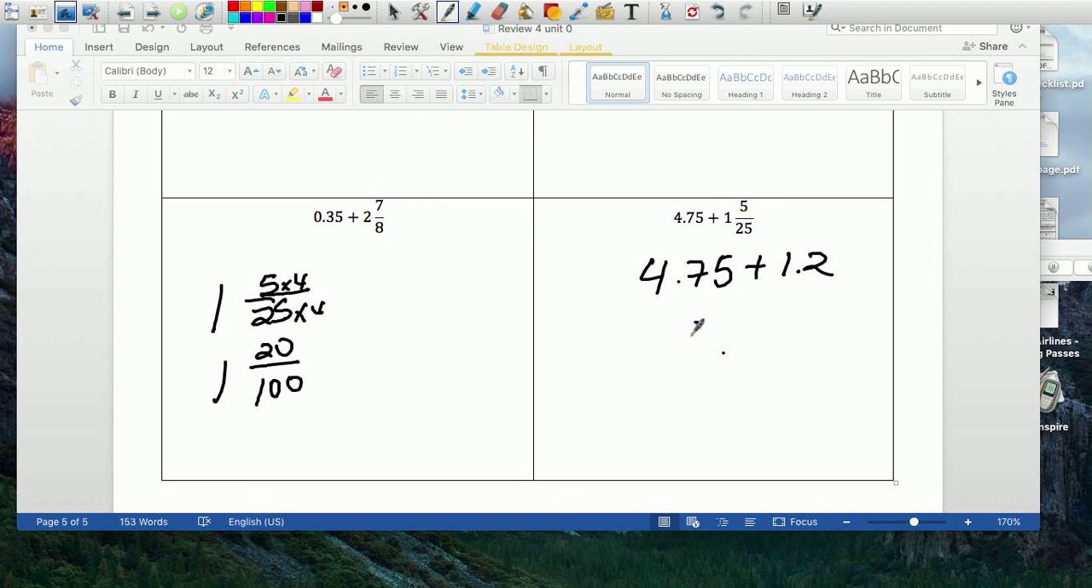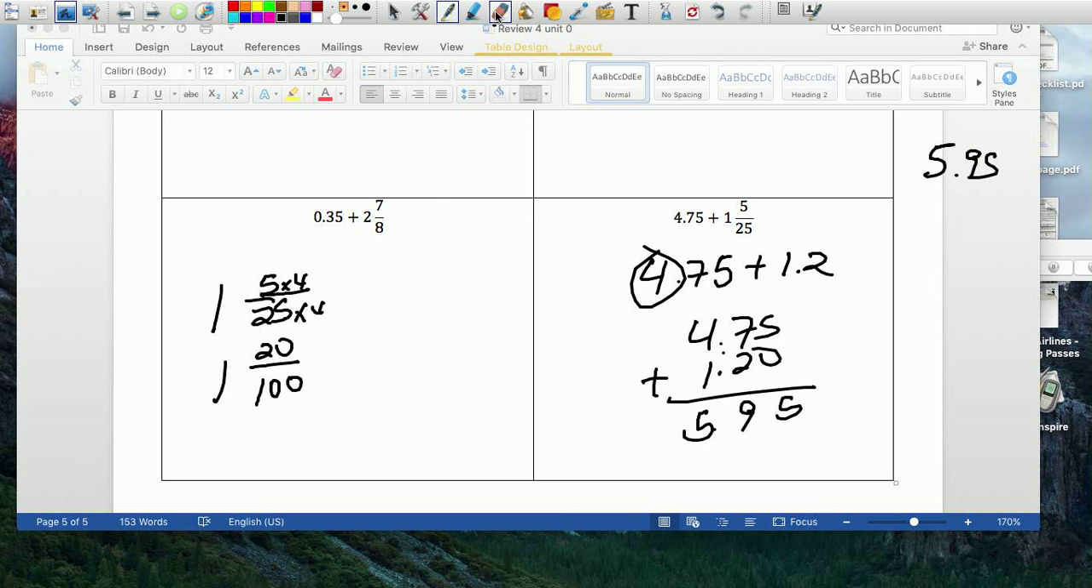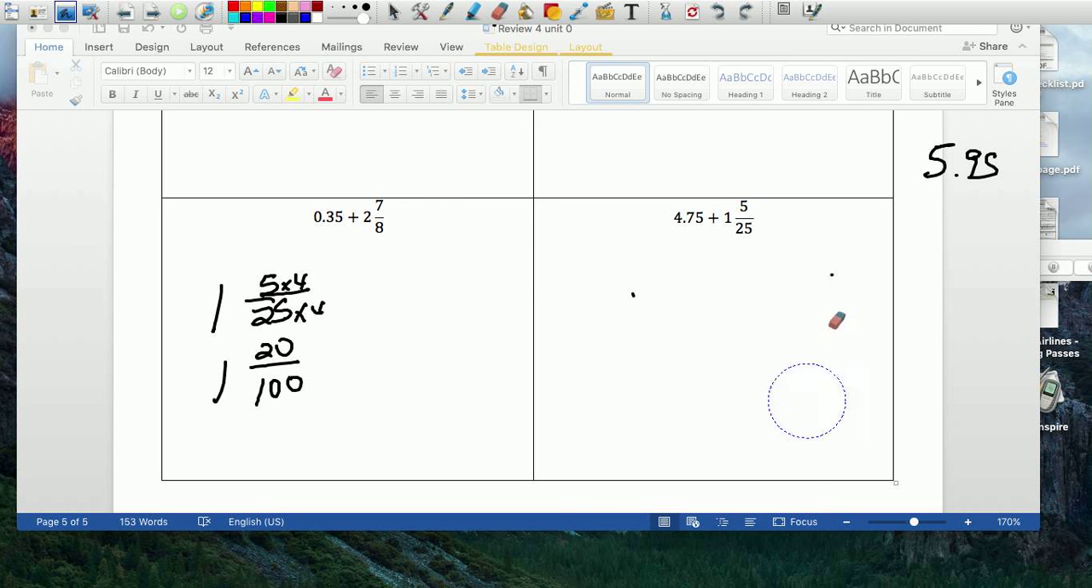So if I add 4.75 plus 1.2, 5, 7 and 2 is 9, and I get 5, the answer is 5.95. Much easier if you change it to a decimal. But what if, just what if, you don't remember? So let's not change that to a decimal.